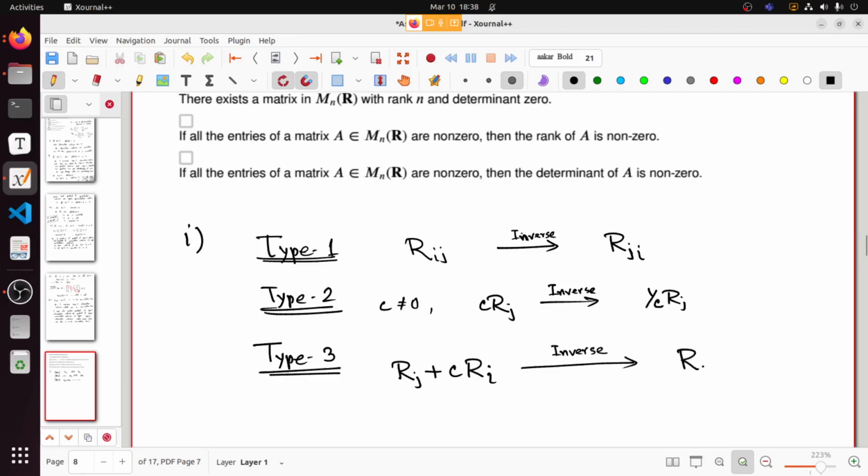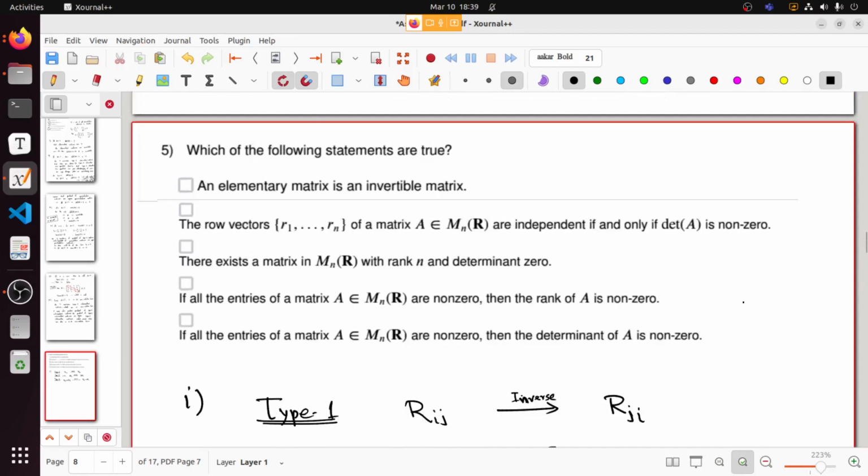You take the jth row and just subtract it by C times Ri. So this will be the inverse of the type 3. So all elementary matrices are invertible, right? So the first option is correct. An elementary matrix is an invertible matrix.